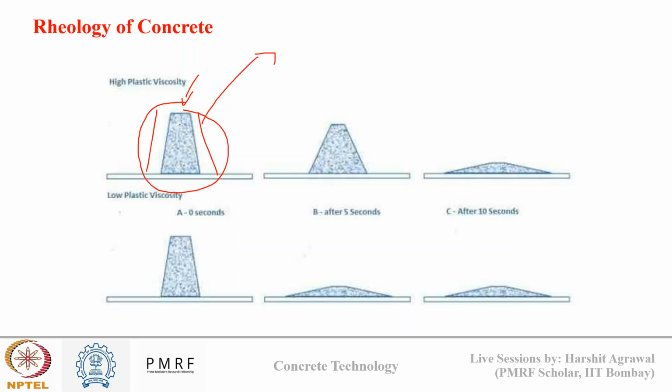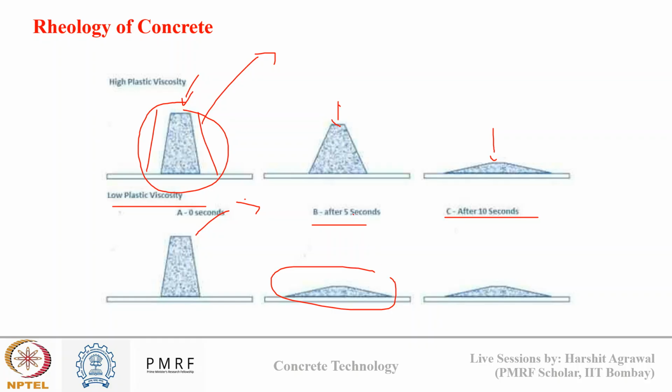So at 0 seconds, it was retaining the shape. After 5 seconds, there's a certain drop in the slump, and after 10 seconds, it completely collapsed. However, for a low viscosity concrete, which doesn't have much viscous nature, as soon as I remove the slump cone, you can see within 5 seconds it has completely collapsed.